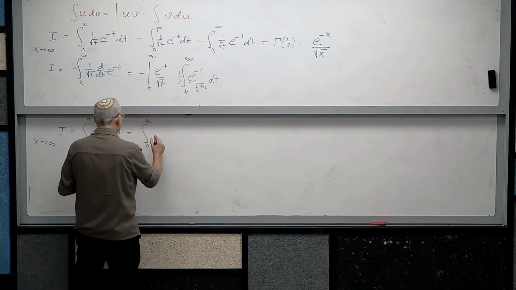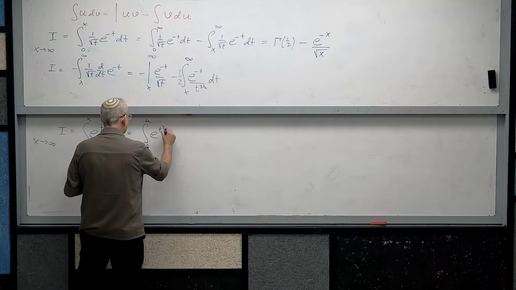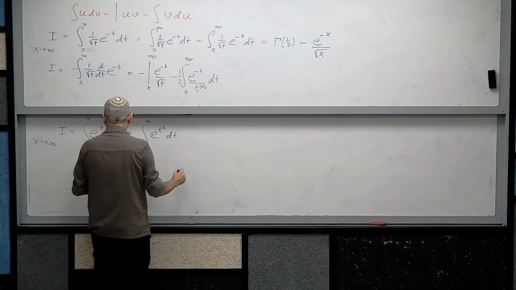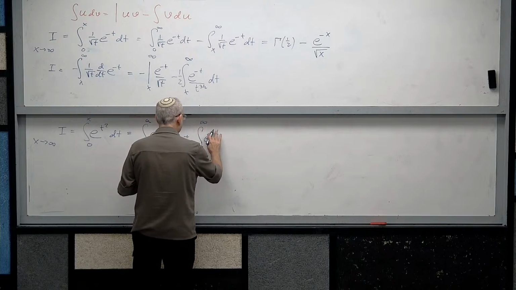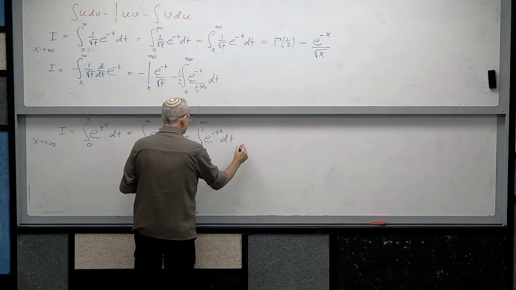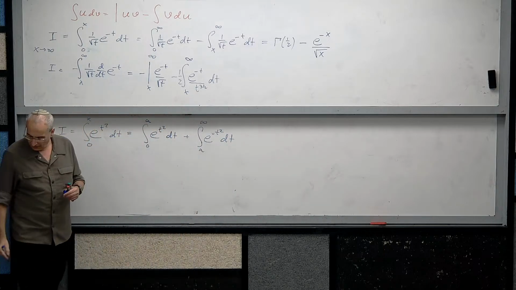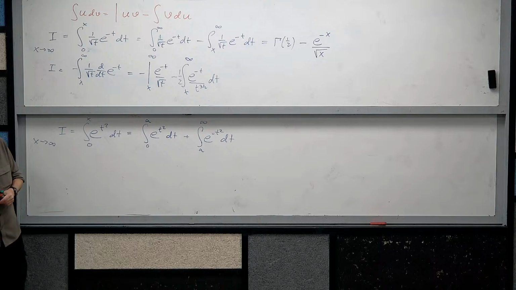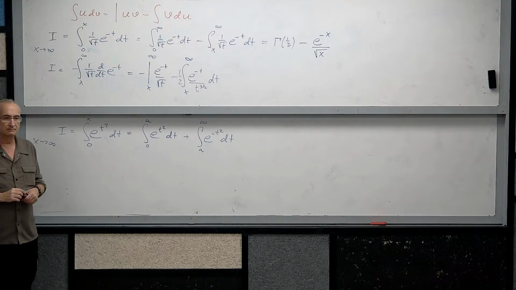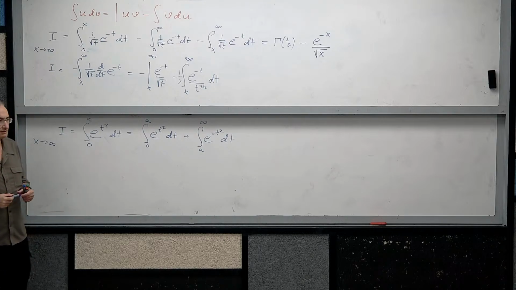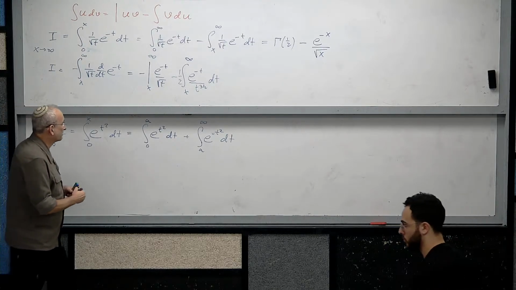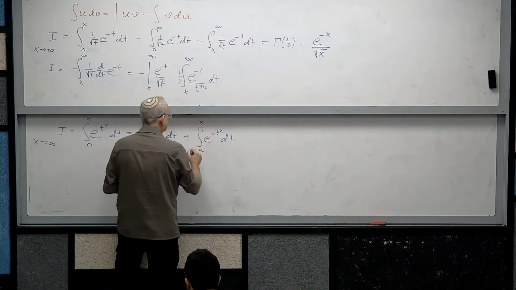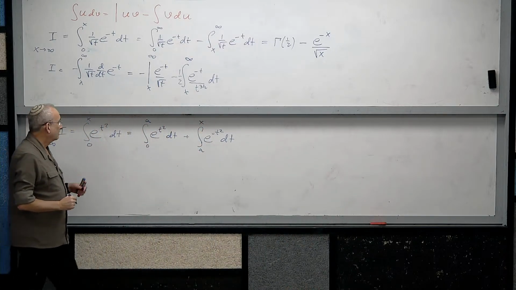So the trick now is to write this integral, again, as a sum of two integrals. One of them from 0 to a, and the other one is from a to x. Okay? Well, I assume that a is much smaller than 1.